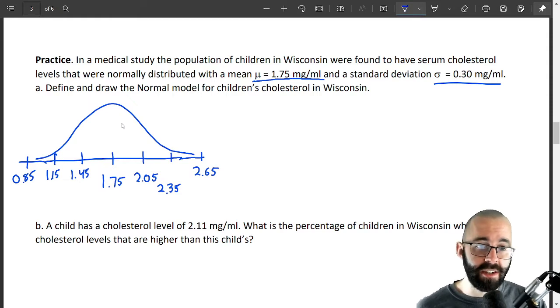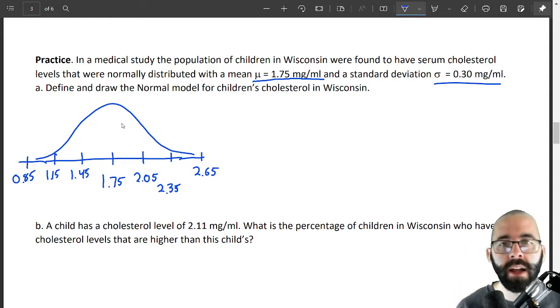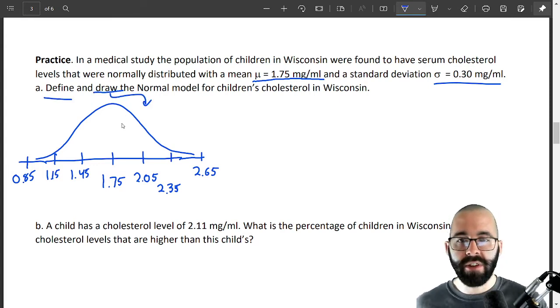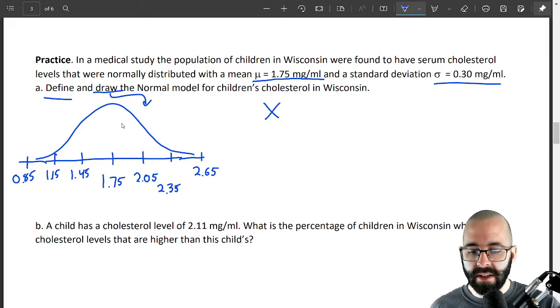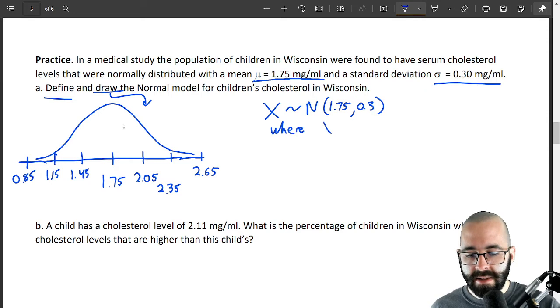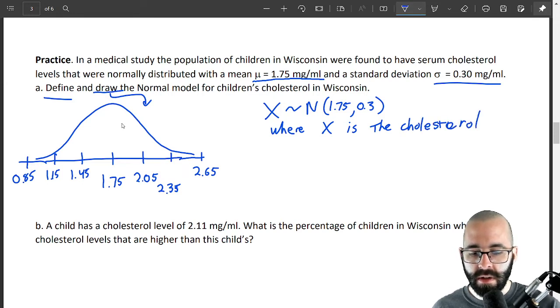And if we type this into GeoGebra, it should look pretty similar. And it also wants us to define. So drawing, that was what we did there. But we also have to define, and that is this. X is normally distributed with a certain mean and a certain standard deviation. The mean, 1.75, standard deviation 0.3, and X is the cholesterol concentration of a Wisconsin kid.